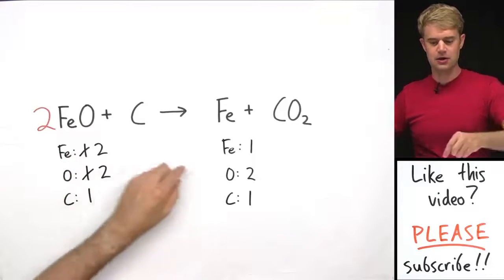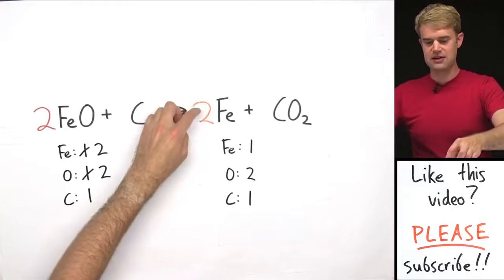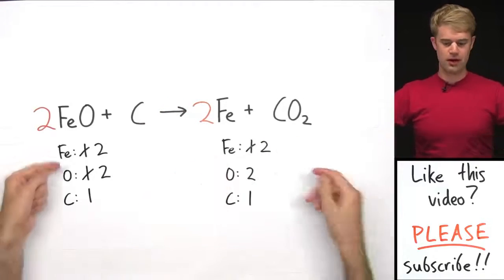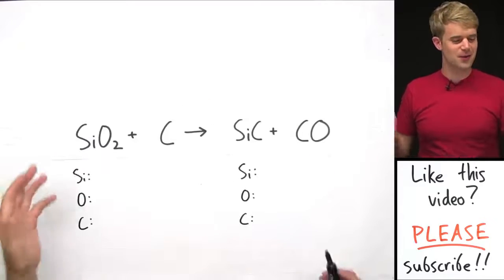So the next thing I'm going to do is put a 2 in front of this Fe there. So now instead of having 1, I have 2 of them. Now I have 2, 2, 1. It balances.